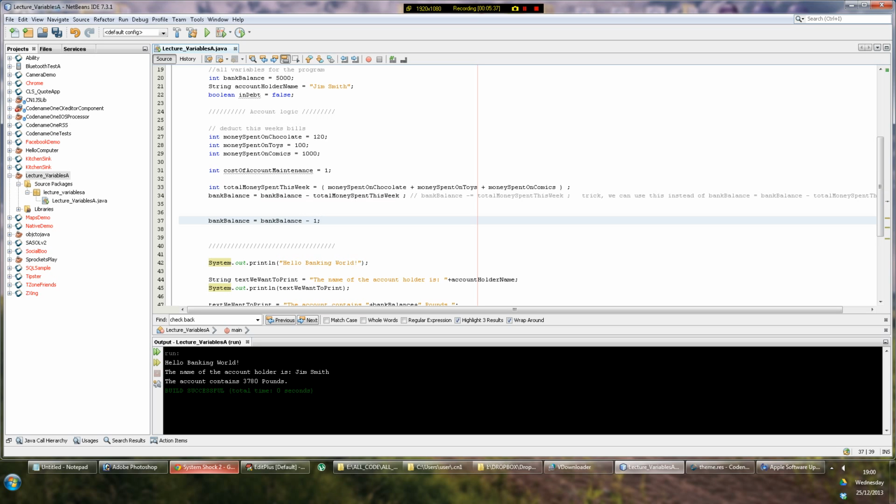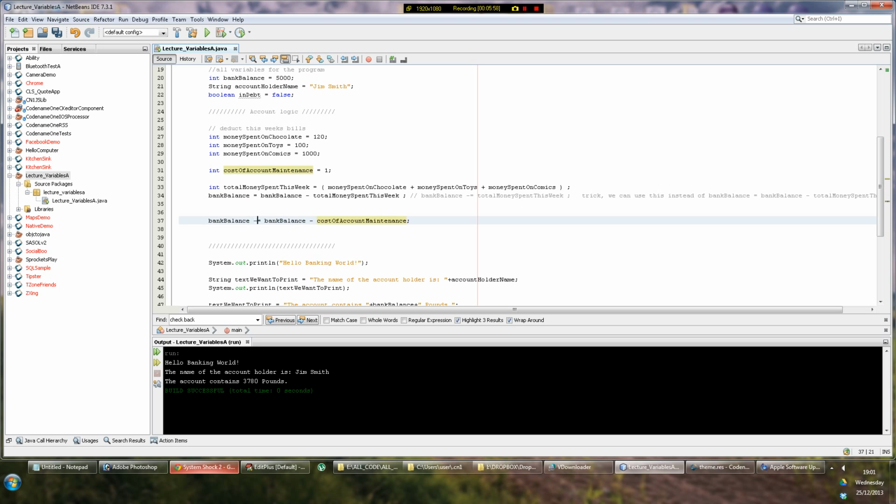But it's not 1 because that could change. So we want to take cost of account and put that there instead of the 1, because then we can change it up there if we want. Now that does seem like a lot of code for just taking off 1, isn't it? Bank balance equals bank balance minus cost of maintenance.